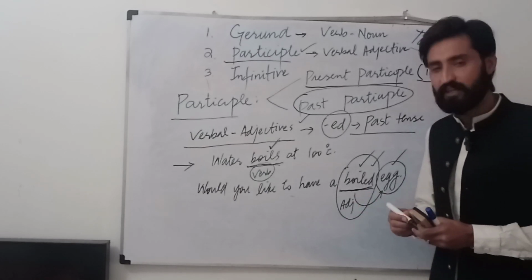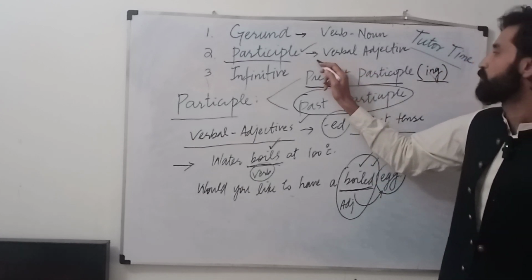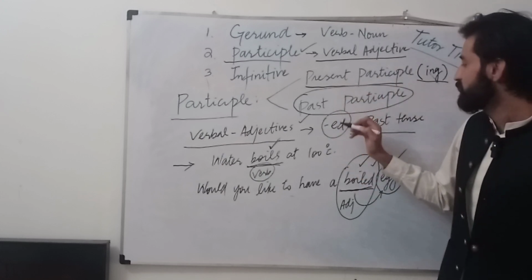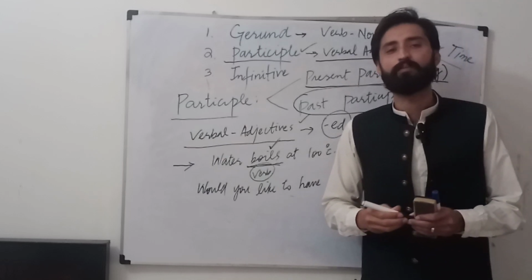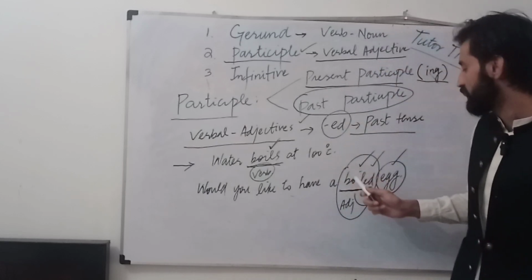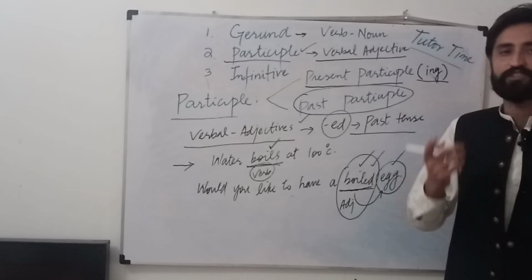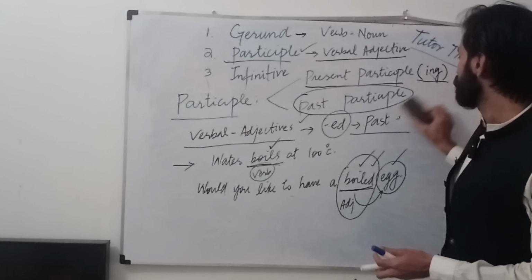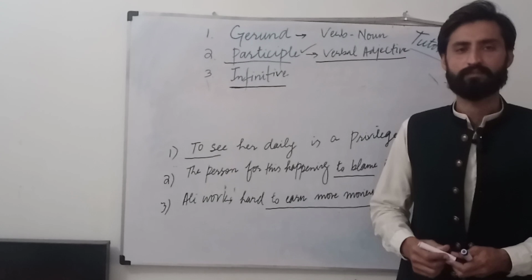So I think you have understood. If I simply describe it, participles are verbal adjectives. When a word ends in ing, as in the example I gave, we call it a present participle, but when it ends in ed, we call it a past participle. So that is all about participles. Now we'll be talking about another term, that is infinitive.